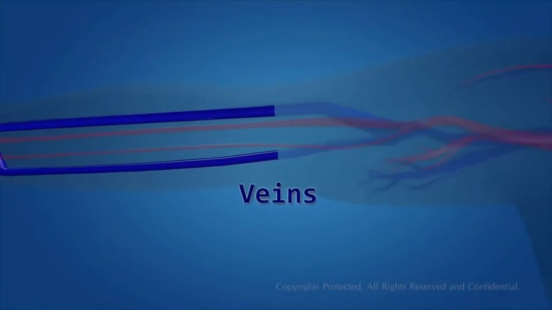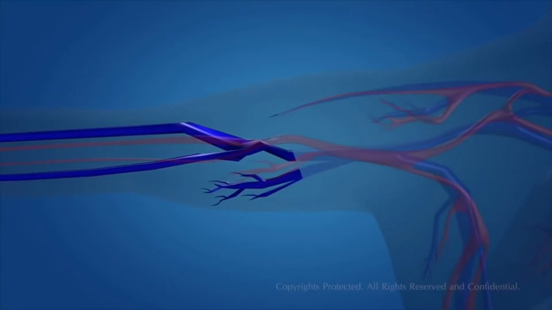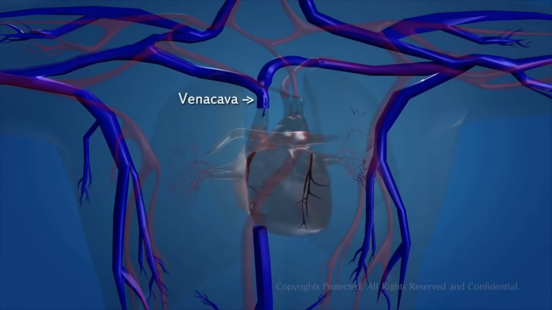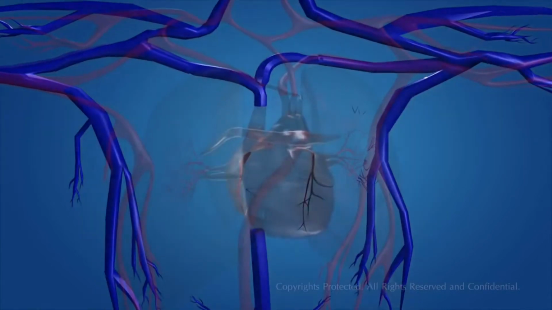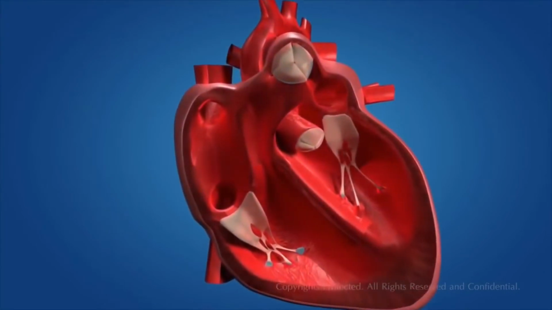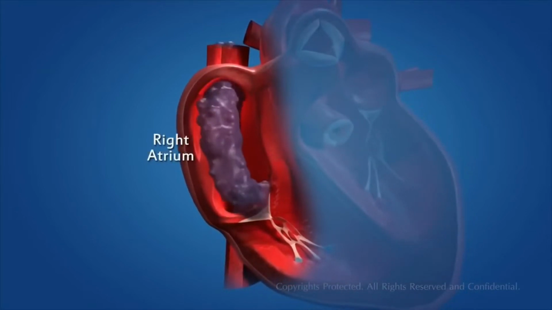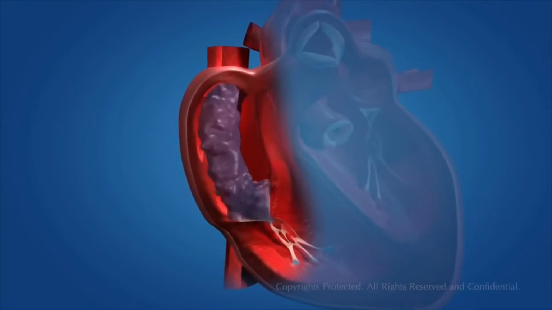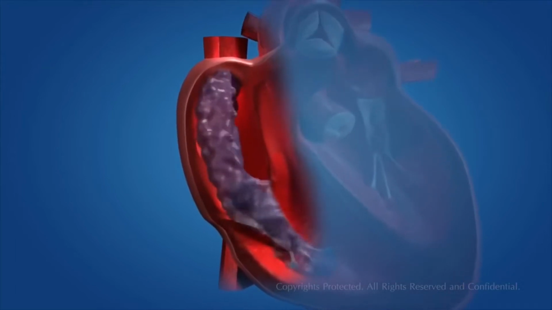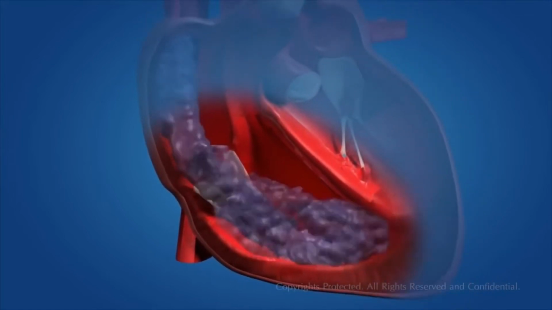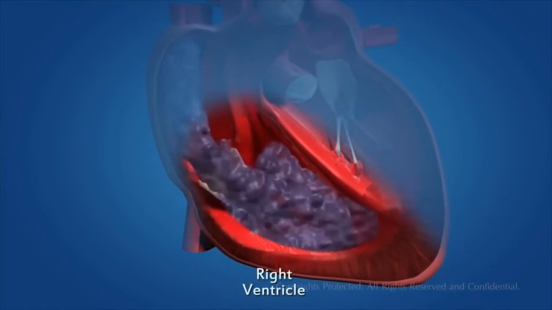The main veins which bring deoxygenated blood from different parts of the body to the heart are called vena cava. The superior vena cava and inferior vena cava bring deoxygenated blood from all parts of the body and pour into the right atrium or right auricle. The right auricle contracts and pumps the blood into the right ventricle. The right ventricle then contracts and pumps the blood into the pulmonary artery.